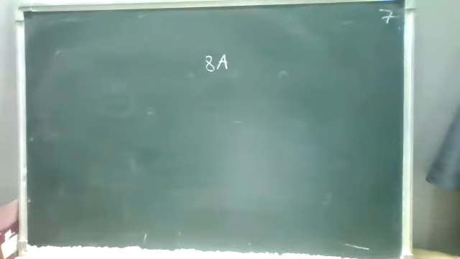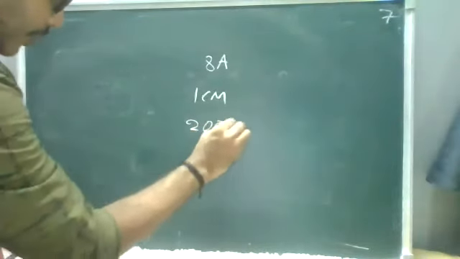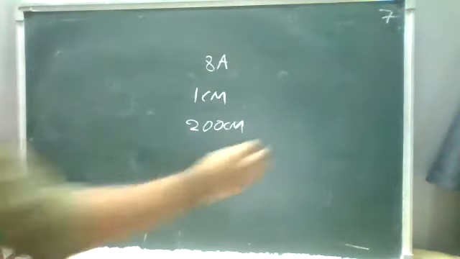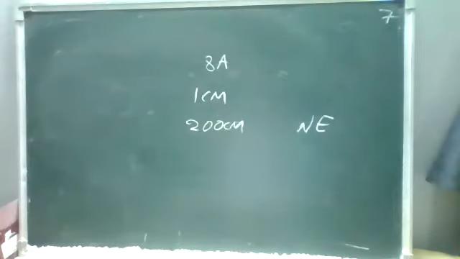1 centimeter piece of wire at a point 200 centimeters northeast. Okay, I'll repeat the question. A wire placed along the north-south direction carries a current of 8 amps from south to north. Find the magnetic field due to a 1 centimeter piece of wire at a point 200 centimeters northeast from the piece.